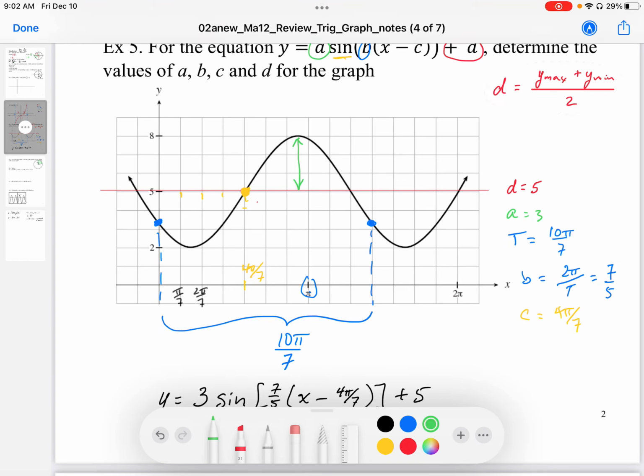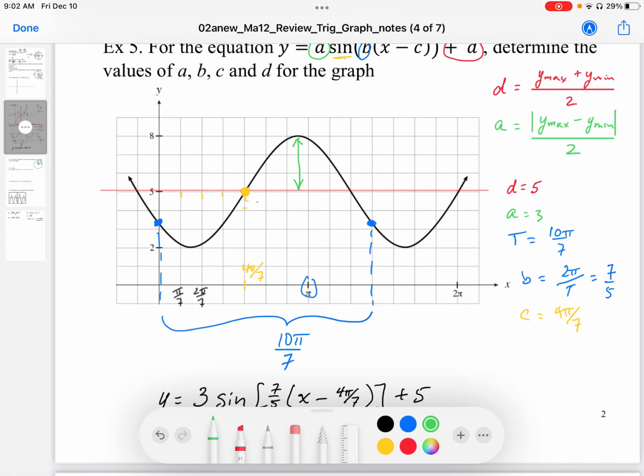My A value is going to be half the distance between the min and max. So if I want to find the distance between the min and max, I subtract. In coordinate geometry, when we subtract, we get distance. I want to take the absolute value of that because I want the distance, and then I'm going to take half that distance, which is going to give me the A value.